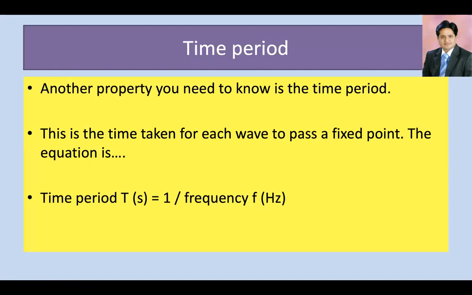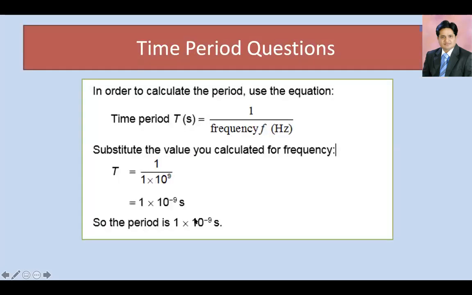Another formula that you need to know is time period. Now, what is the time period? The time taken for one complete wavelength to pass through a point. So that would be time period. Or this is also the time taken for each wave to pass a fixed point. And time period is given by 1 divided by frequency. If you divide 1 over frequency, that's how you get the time period in seconds.